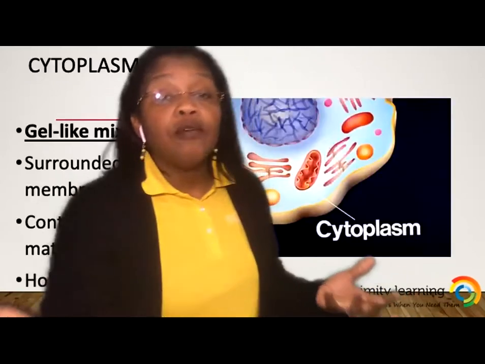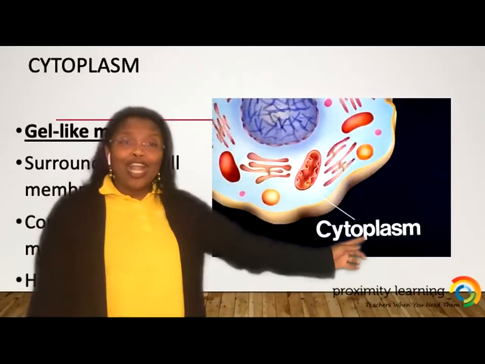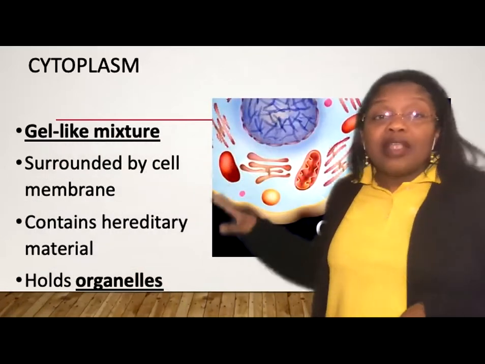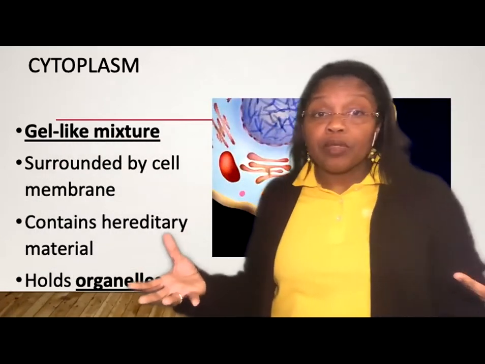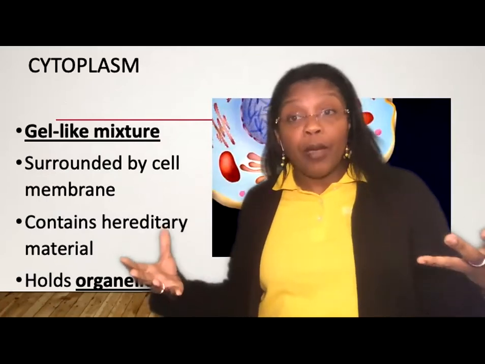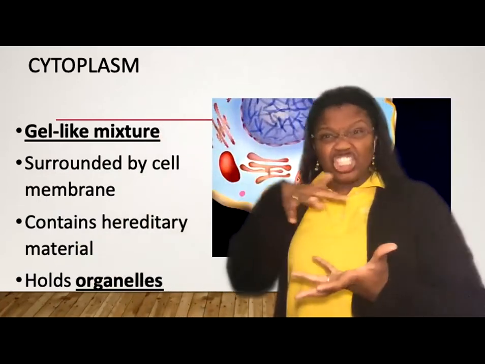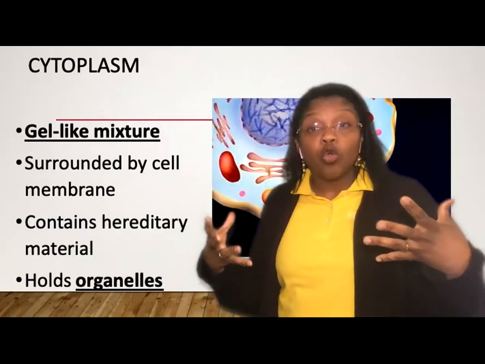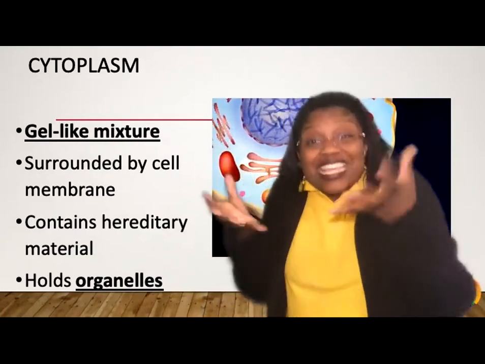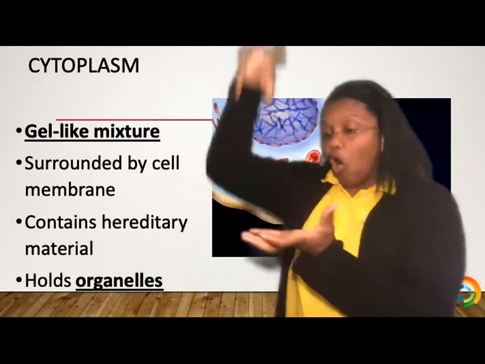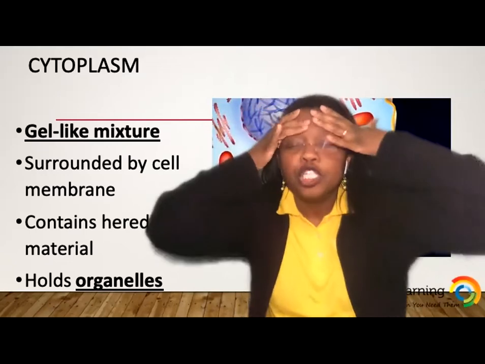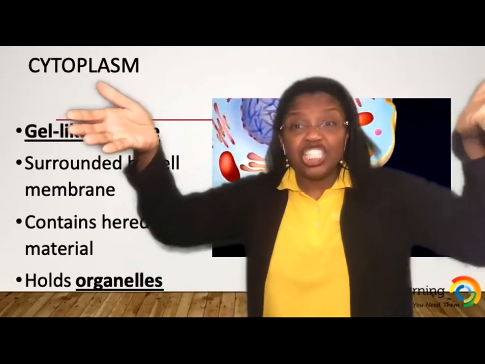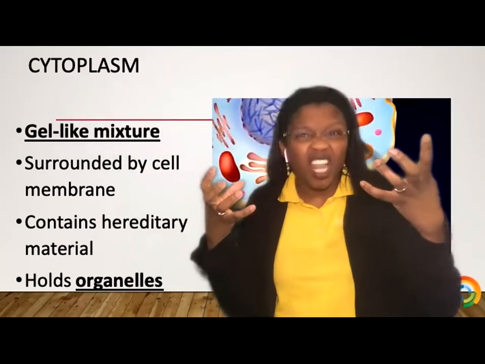So outside of the nucleus, you have a whole thing called cytoplasm. What is that? Cytoplasm, guys, is a gel-like mixture that is surrounded by the cell membrane. So you have the cell membrane, you have like this jelly-like substance. It itself has hereditary or genetic material within it. In that jelly-like structure, you have all the organelles sitting in it. So if you can picture in your mind Jello, hopefully you guys have eaten Jello before. Have you ever seen Jello with fruit floating in it? It's kind of like that.